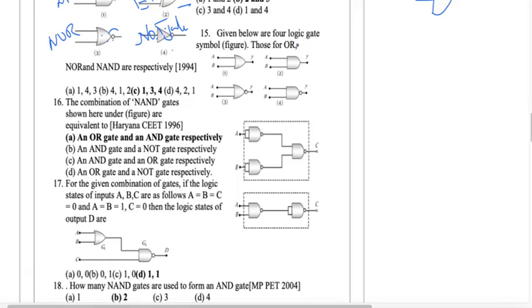Given below are 4 logic gate symbols, figures, for OR, NOR, NAND. So the first one is an OR gate here. The second one is an AND gate. This D type is for an AND gate, this option is for a NOR gate, and this is for a NAND gate. So what you have to find? First one is OR, that is option 1. Second is NOR, that is option 3, and the third one is NAND, that is option 4. The answer is 1, 3, 4.